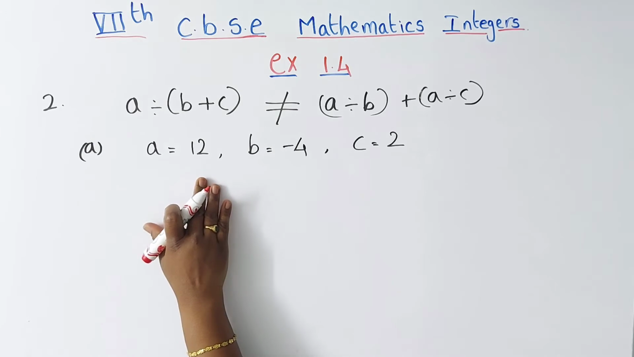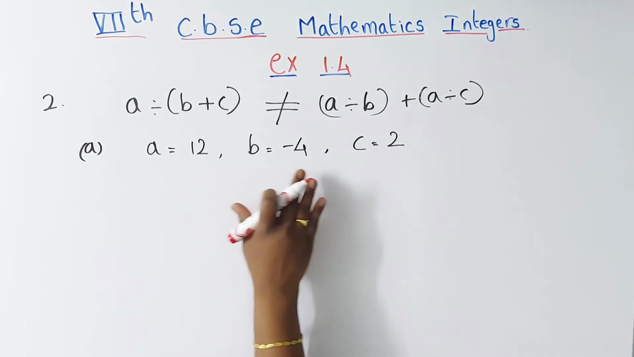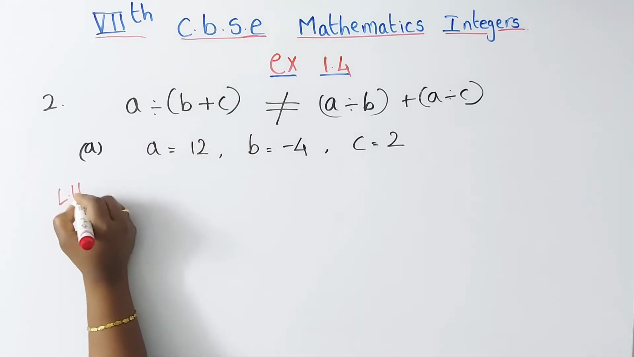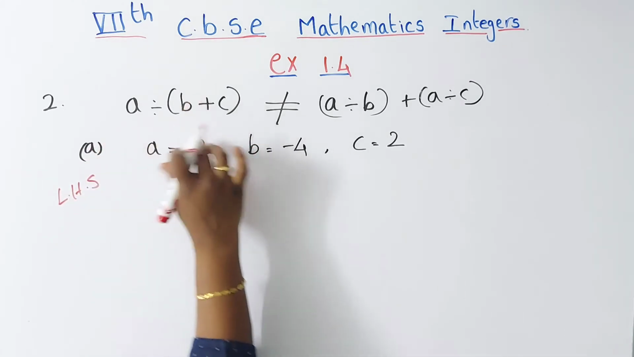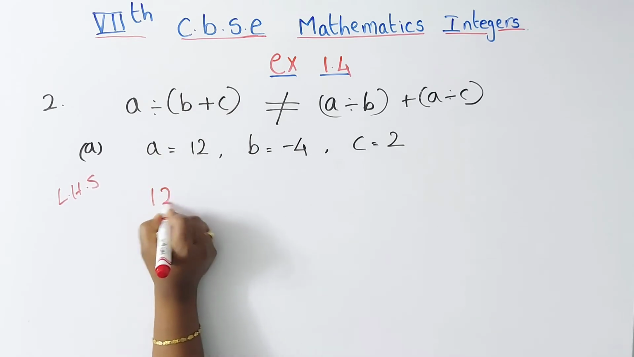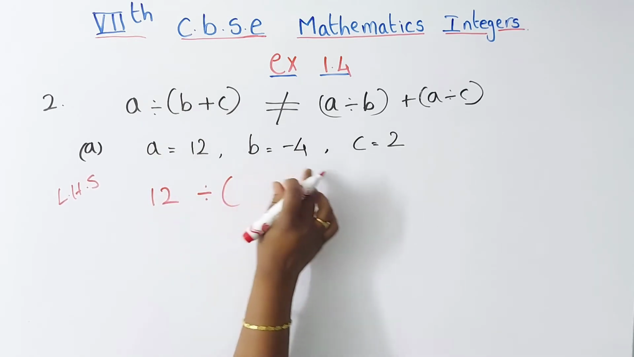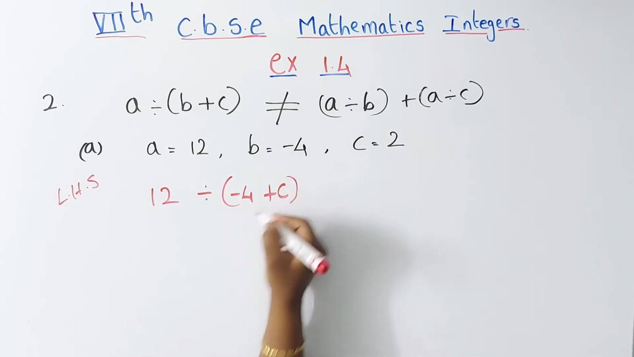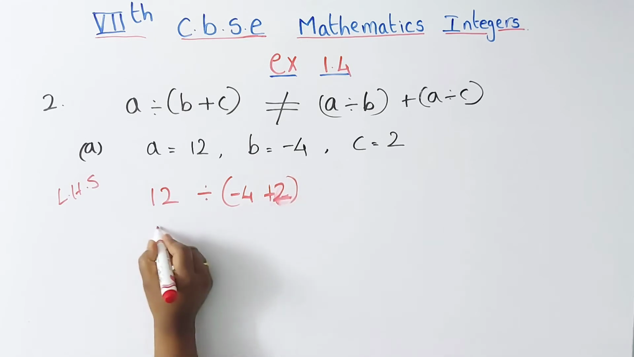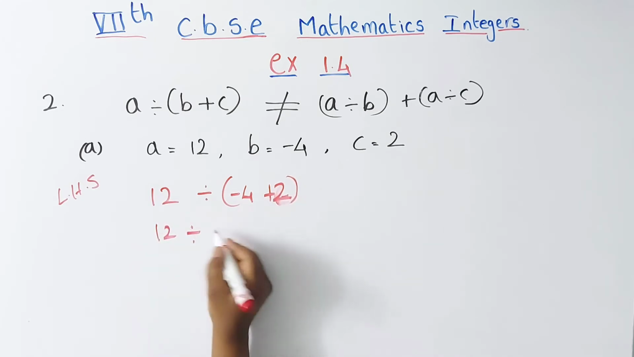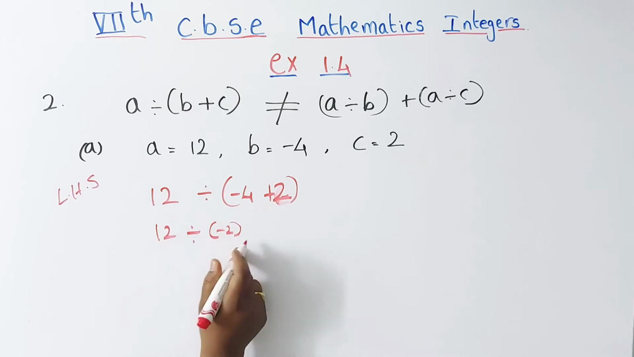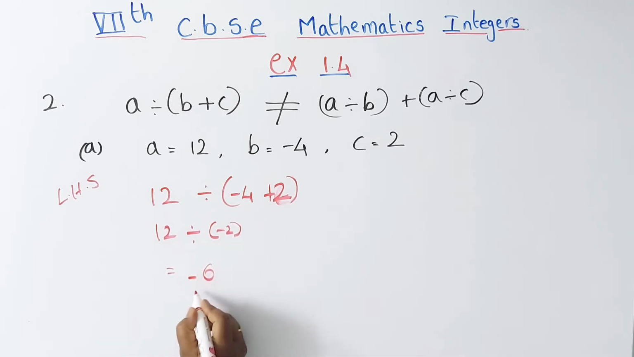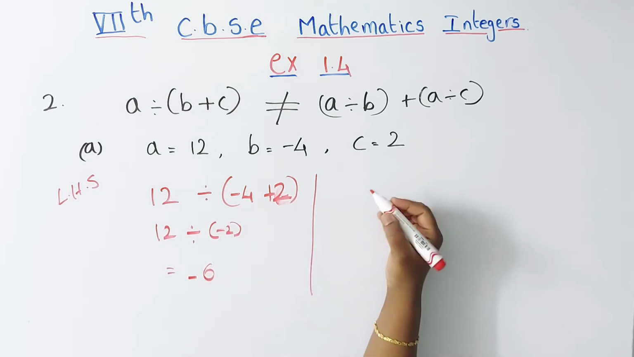First question, they have given the values A equal to 12, B equal to minus 4 and C equal to 2. We will solve first left hand side part. A divided by of B plus C. That means A value 12 divided by, in brackets, B equal to minus 4 plus C equal to 2. So 12 divided by minus 4 plus 2. It is minus 2. 12 divided by 2, we know that it is 6. Plus divided by minus, it is minus 6. Now we will see right hand side part, children.